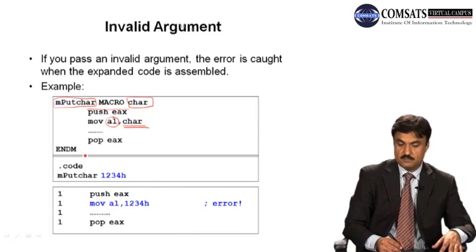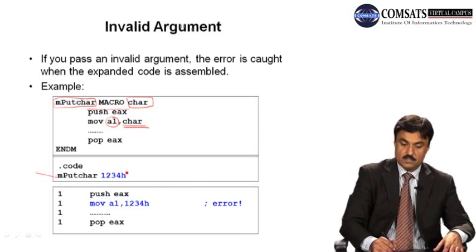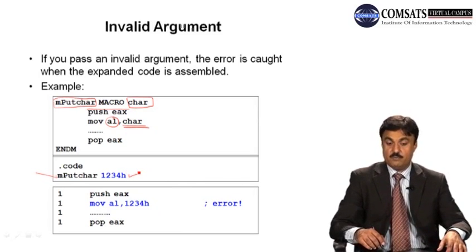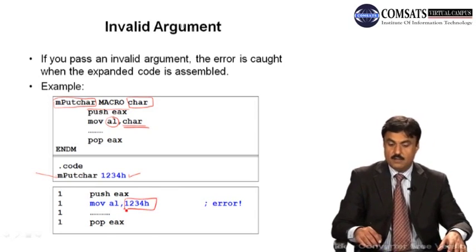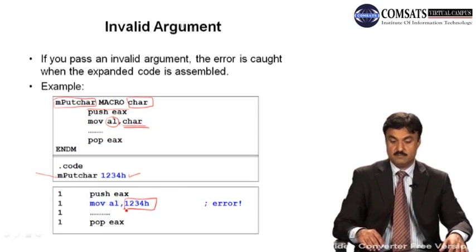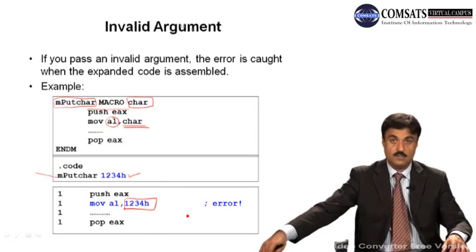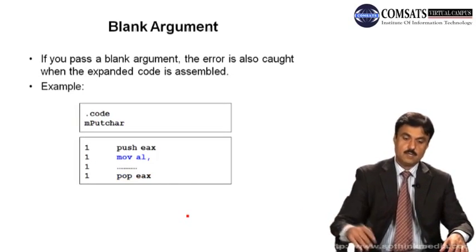Inside the code, for example, we write .code and then we call this macro. If we call this macro and we are passing the argument 1234 hexadecimal, then what will happen? It becomes mov AL, 1234 hexadecimal. This is like 16-bit, and we are passing it into AL. So we have to be very careful when we are passing arguments to the macro.